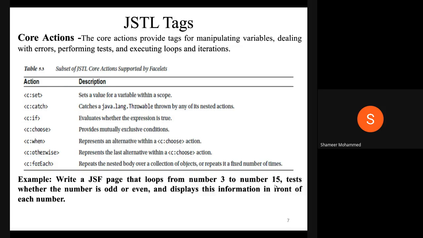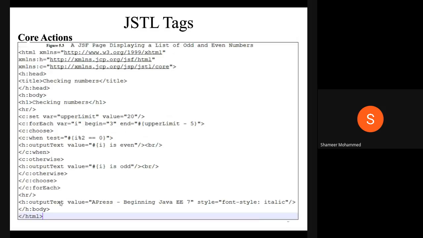The program which will print odd number or even number. So if it is 3, it means odd number; if it is 4, it means even number; 5 odd number, 6 even number, like this up to 15. So it will display the information on each number like this. See, this is the code.